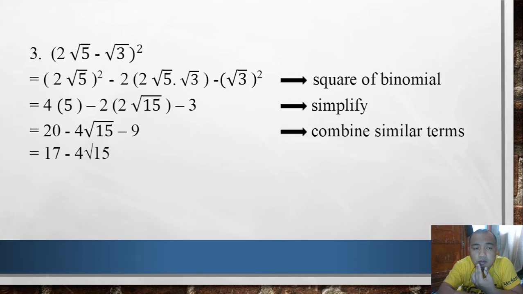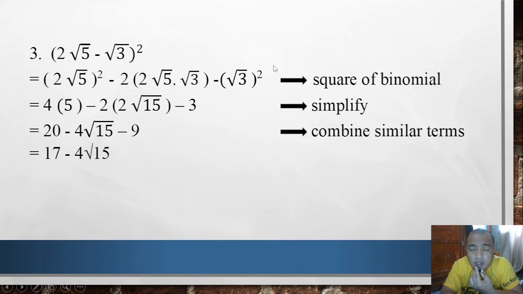How about this? 2 square root of 5 minus square root of 3, squared. So first we square the first term, minus 2 times the product of 2 square root of 5 and square root of 3, plus the square of square root of 3. So simplify, 2 square root of 5 squared is 4 times 5, that means 20. Minus 2 times 2 is 4, 5 times 3 is square root of 15. Same index, multiply 5 and 3. So 4 square root of 15.